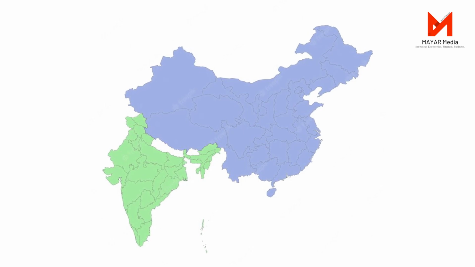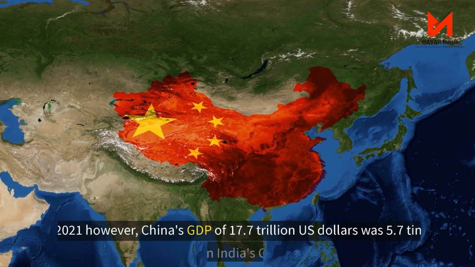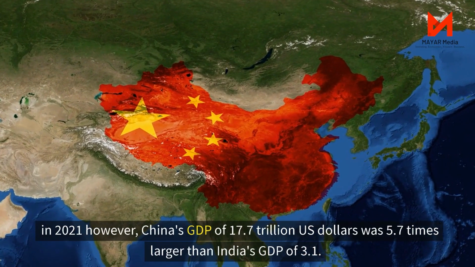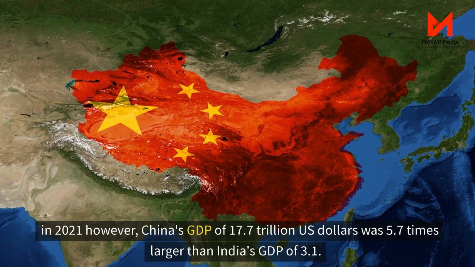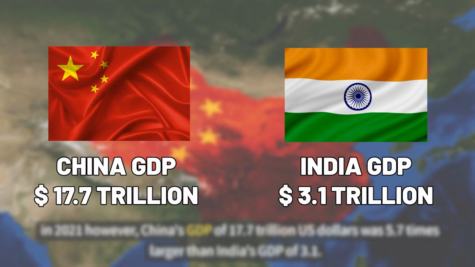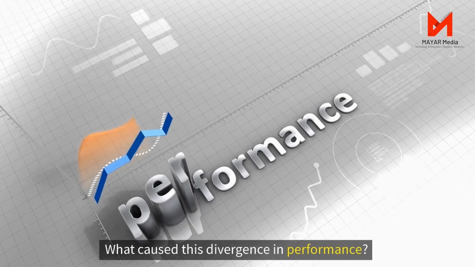In 1990, China and India had similar nominal GDPs. In 2021, however, China's GDP of 17.7 trillion US dollars was 5.7 times larger than India's GDP of 3.1. What caused this divergence in performance?